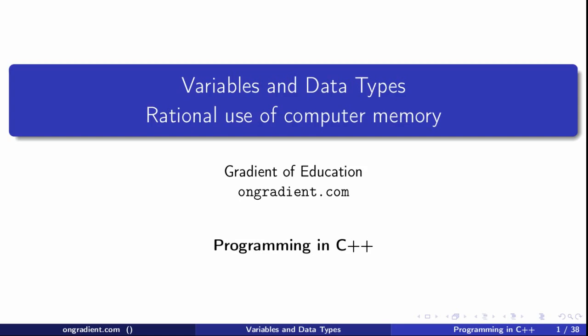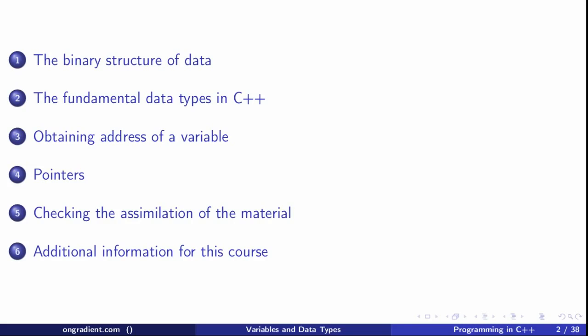During this lesson you will learn how a computer understands information and works with information. Also, what the fundamental data types in C++ are and how to use them. The goal of the lesson is to teach you how to make rational use of computer memory when writing programs. At the end of the lesson, you should be able to operate with fundamental data types in C++.